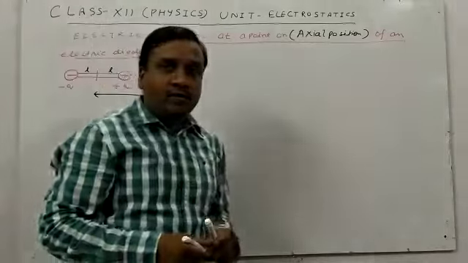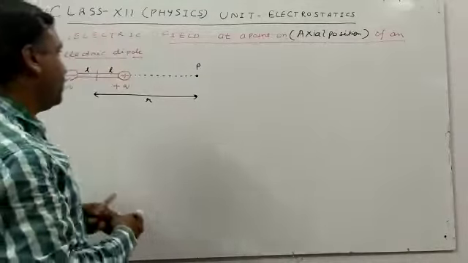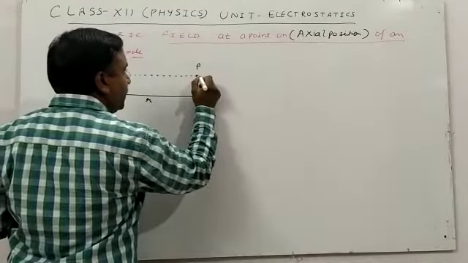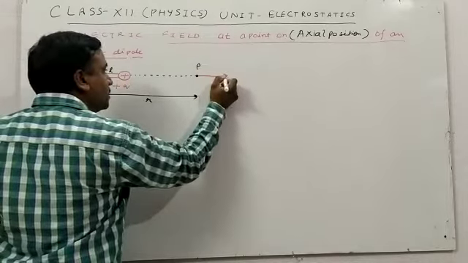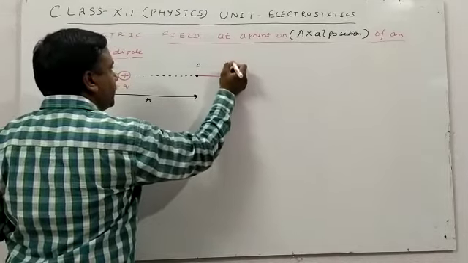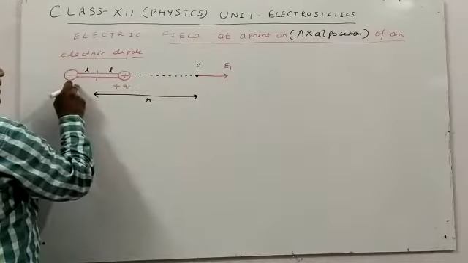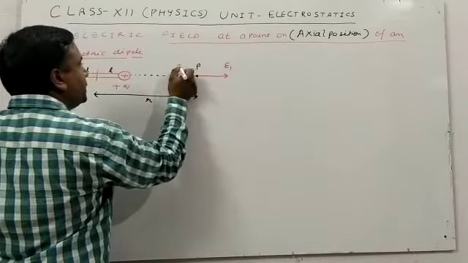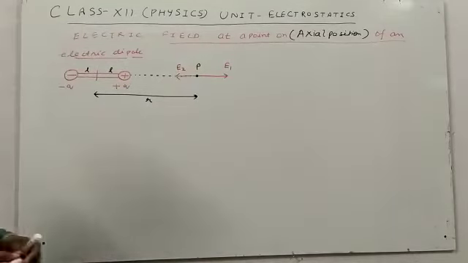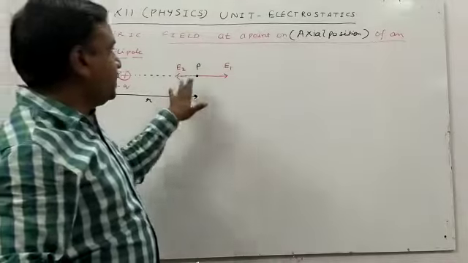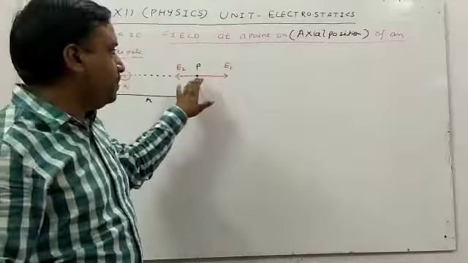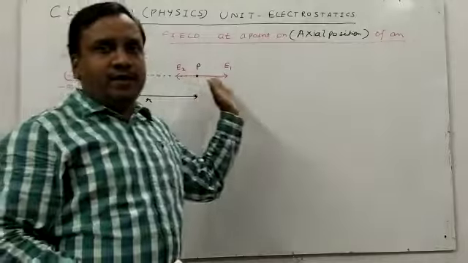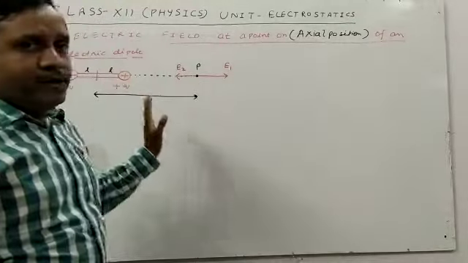First, we should know the direction of the electric field at this point due to the two charges. This positive charge will repel this point to the right side. Suppose this is electric field E1. The negative charge will attract this point towards the left side. Suppose this is E2. Remember that we are assuming a unit positive test charge placed at P.